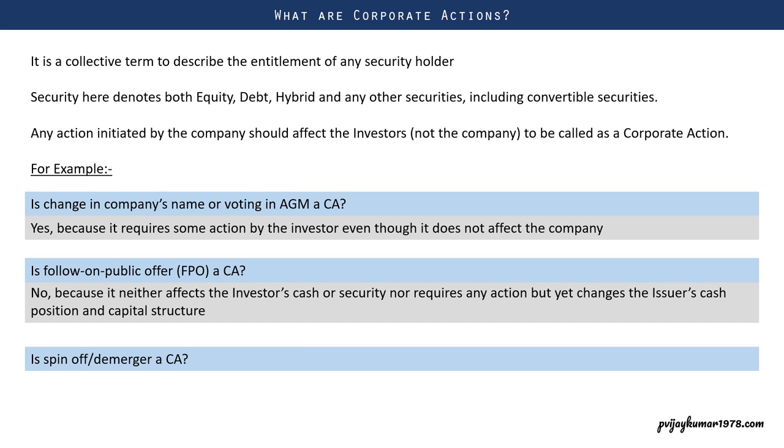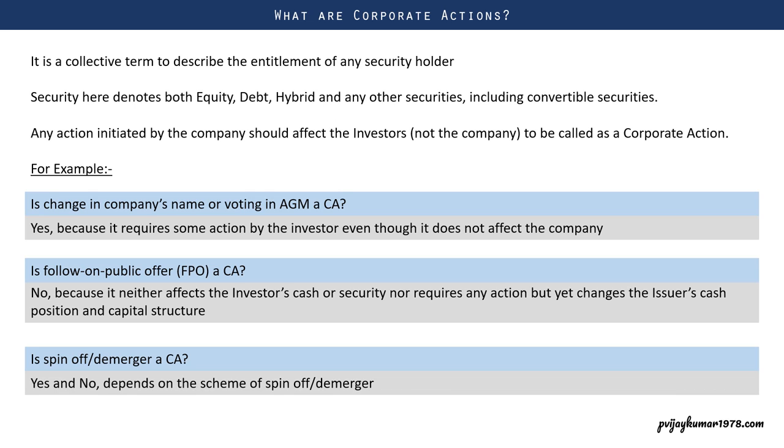Is spin-off or demerger a corporate action? The answer is both yes and no. It depends on the type of the spin-off or demerger.